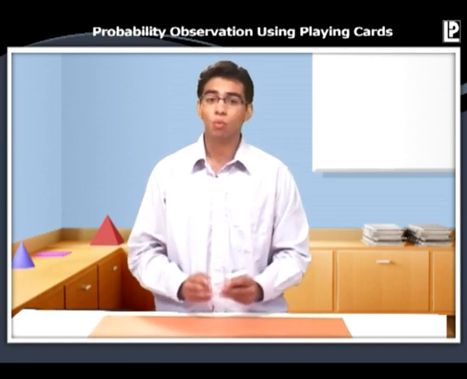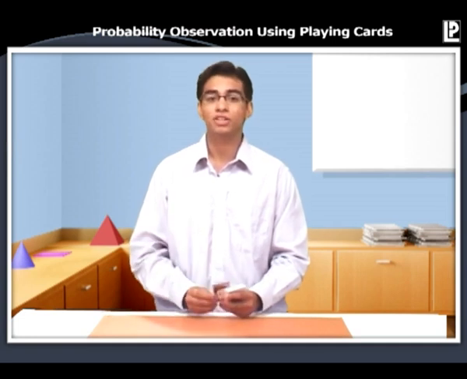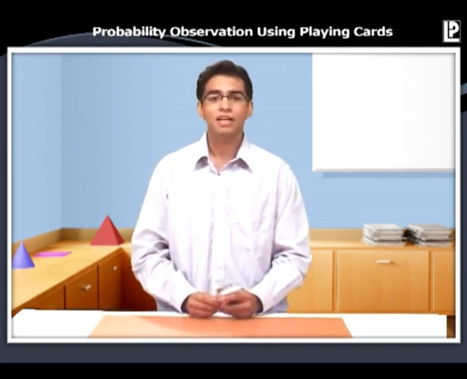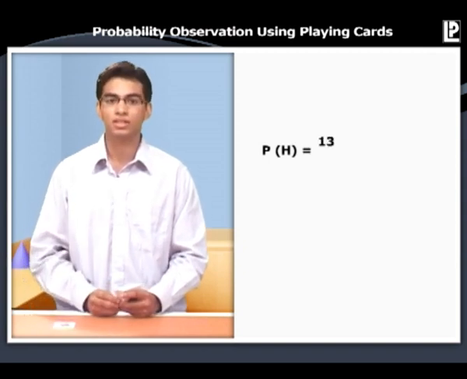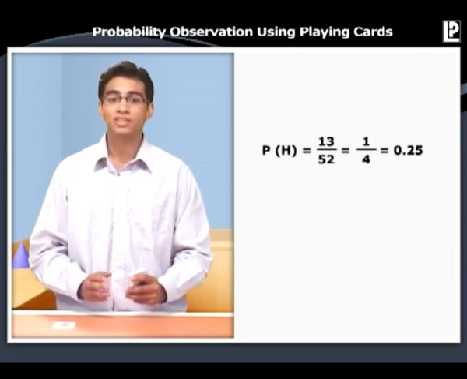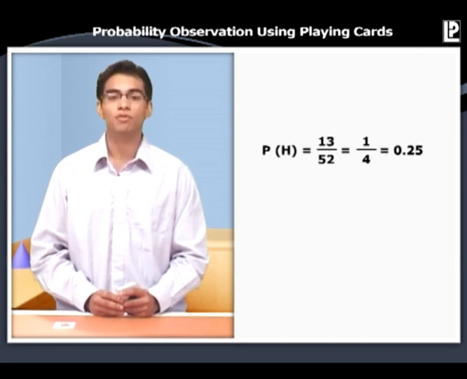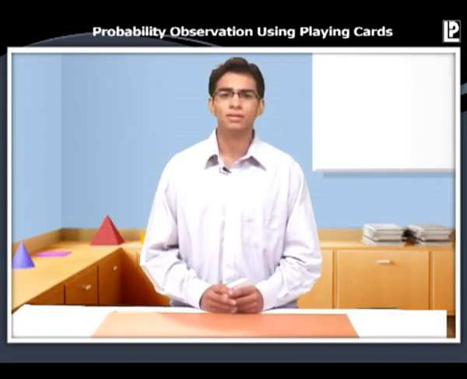What is the likelihood, or what is the probability that this card is a heart, or a diamond, or a spade, or a club? Let's now calculate the theoretical probability of getting a heart. The probability of drawing a heart is equal to 13 divided by 52, that is 1 divided by 4, or 0.25. In the same way, the theoretical probability of getting a spade, a diamond, or a club each is equal to 0.25. Let's now calculate the experimental probability for the same.